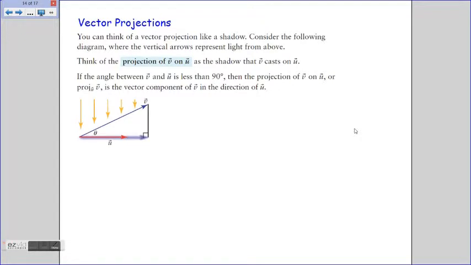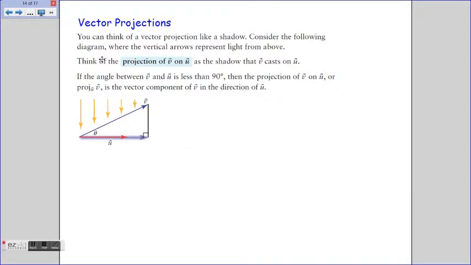So one other application of the dot product that we're going to learn today is called a vector projection. You could think of a vector projection as a shadow. Now consider the following diagram where the vertical arrows represent, say, light from above, a lamp for instance. We can think of the projection of this vector V as projecting onto the vector U, as a shadow that V casts on U.